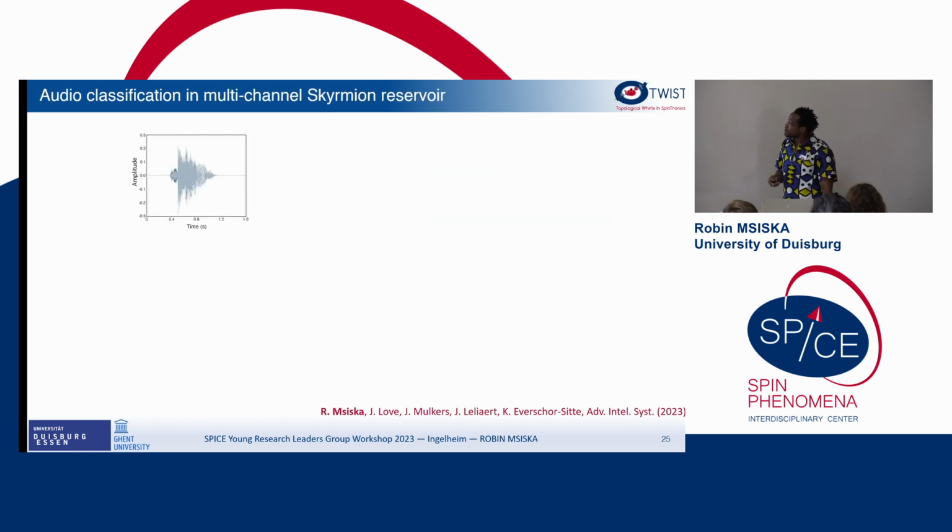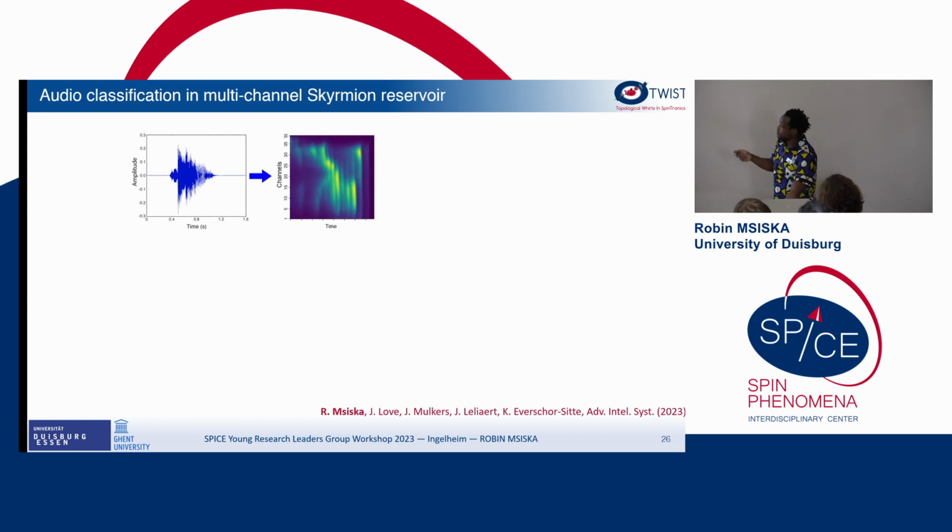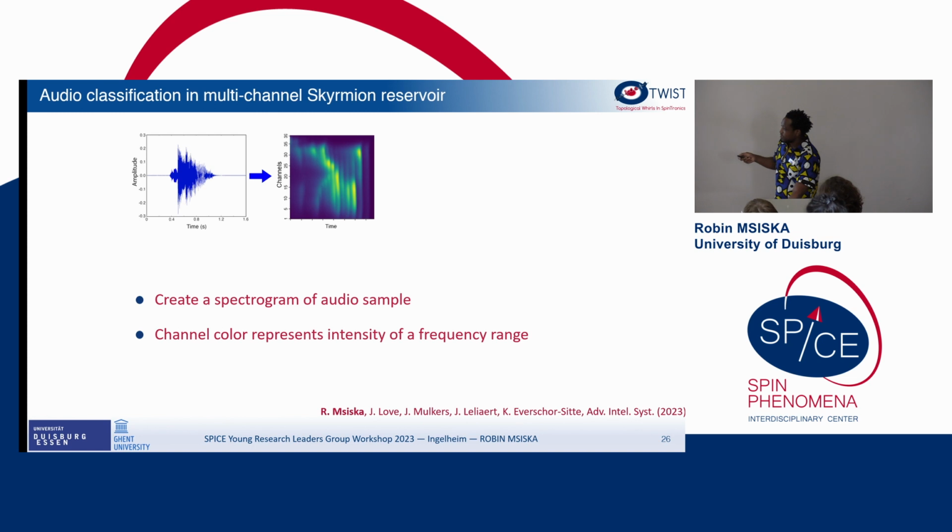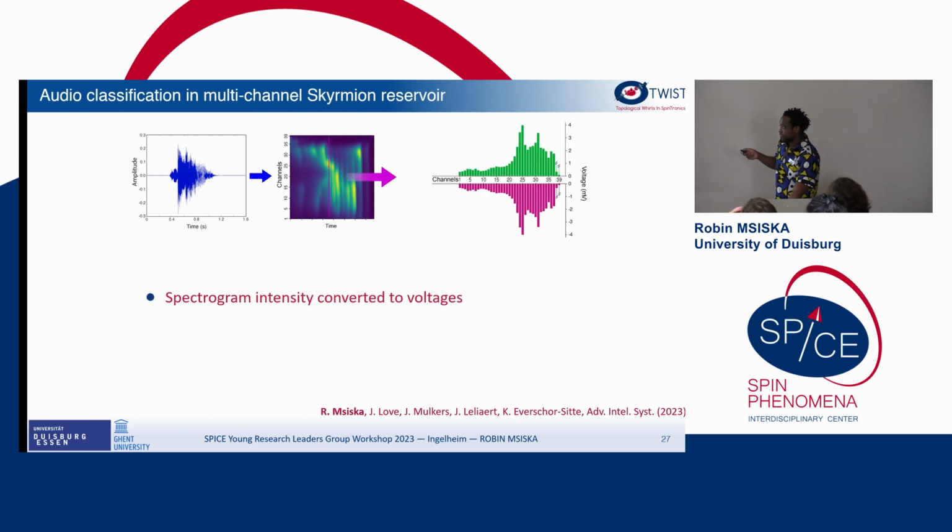Okay, so I'll just quickly run you through what exactly I did. So I start with an audio waveform. And from this audio waveform, we create a spectrogram. So that's isolating the frequencies at a given time. And the color represents the frequency range. So at a given sliver of time, we can create voltage signals from these color intensities. So we create positive voltage and the same voltage but negative.